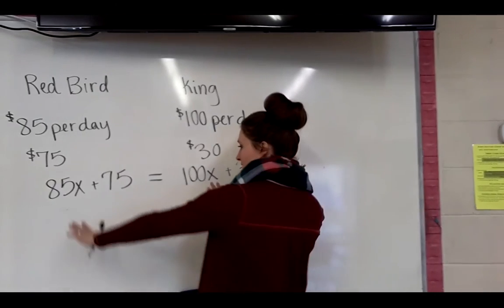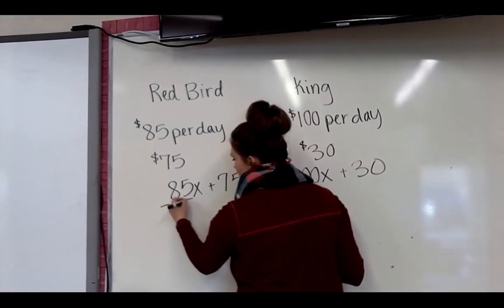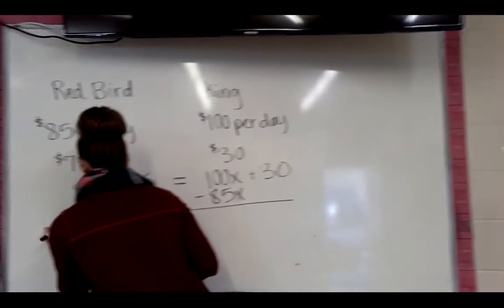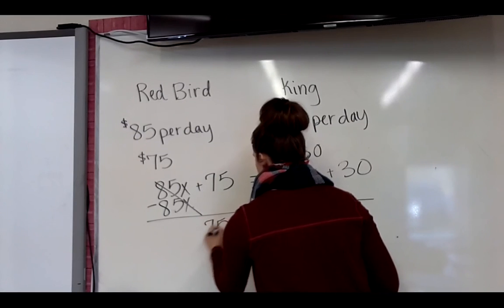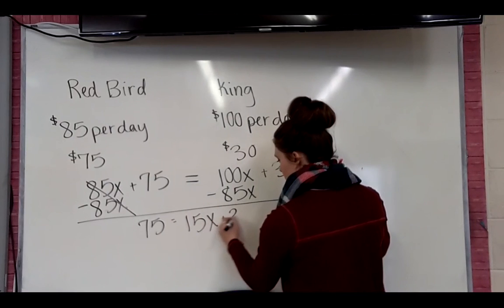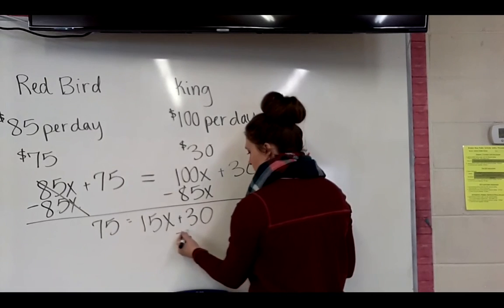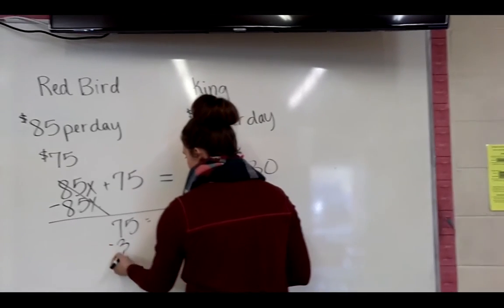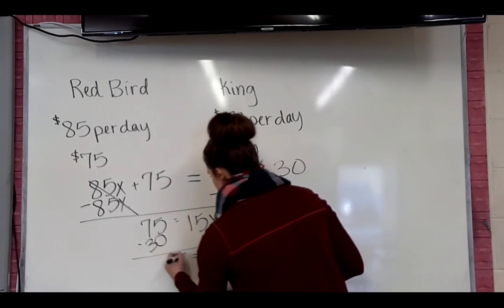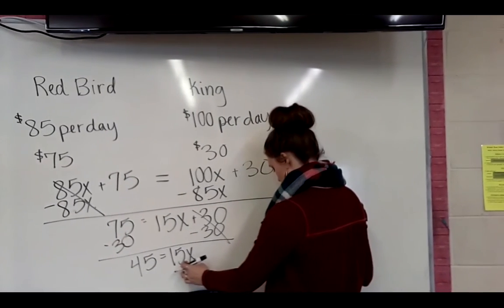Now we can solve for X. I have two X's, so I have to get them together. I'll just move 85. So I subtract it to the other side because it's positive. I have 75 equals 100 minus 85 is 15X, and then I still have plus 30. So to solve for X, I've got to get rid of 15 and 30. We get rid of the 30 first. So I'm going to subtract it because it was being added. That's 45 equals 15X.